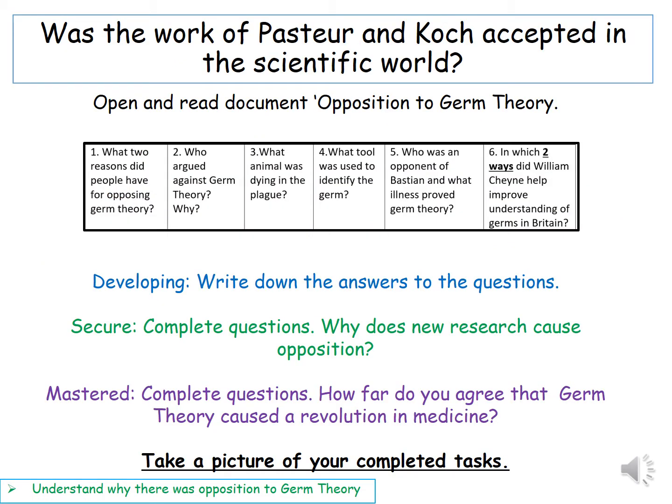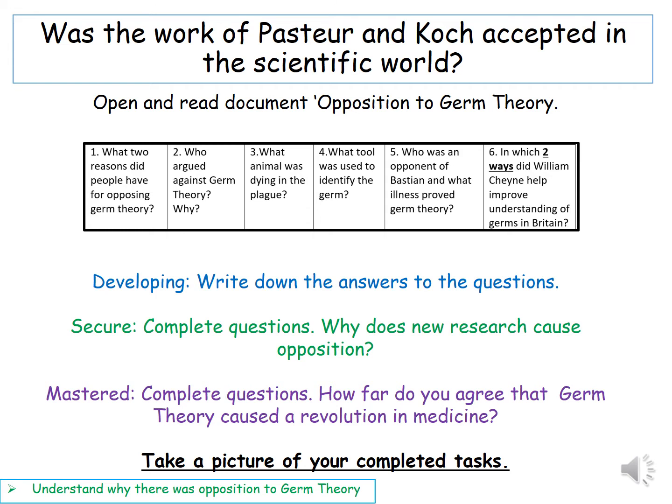Task number 2 is to understand why there was opposition to germ theory. So we're looking at how the work of Pasteur and Koch was actually accepted by the rest of the scientific world. So I'd like you to open and read the document Opposition to Germ Theory, and I would like you to be answering these 6 key questions.